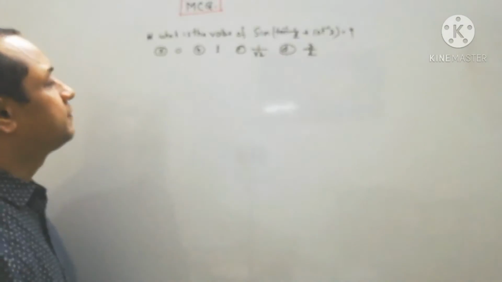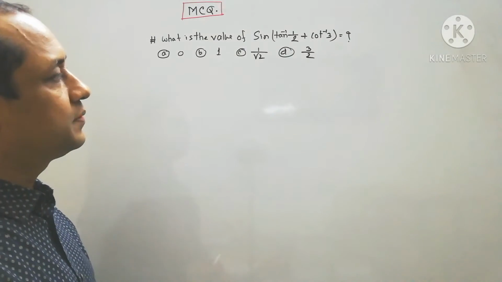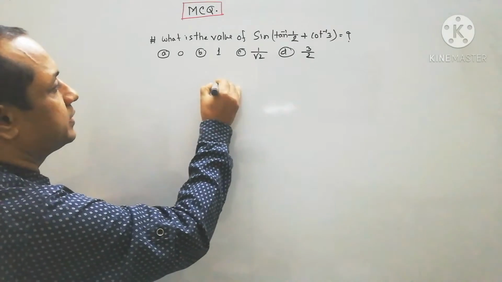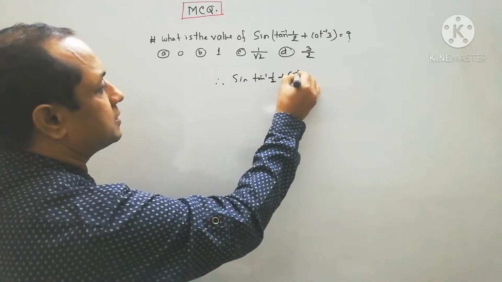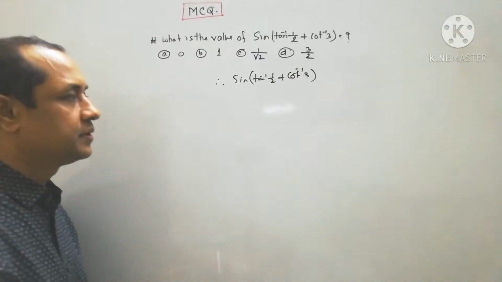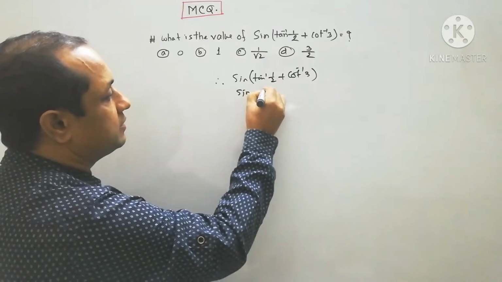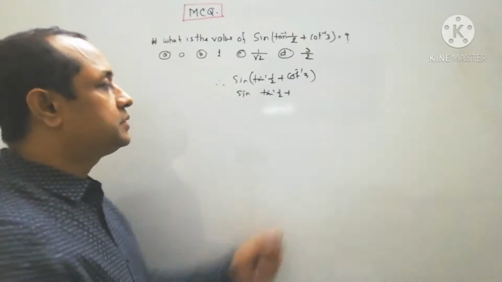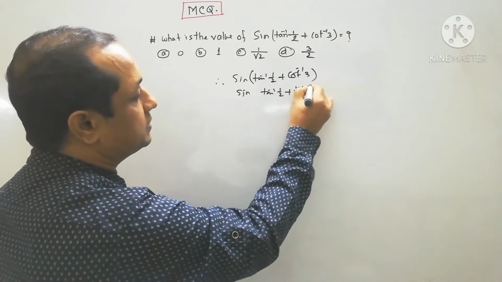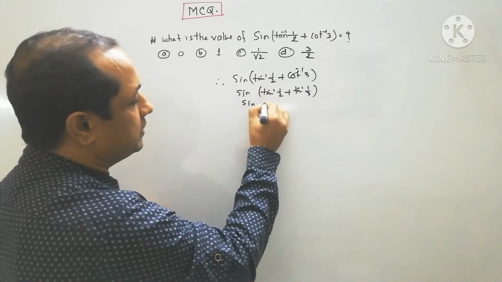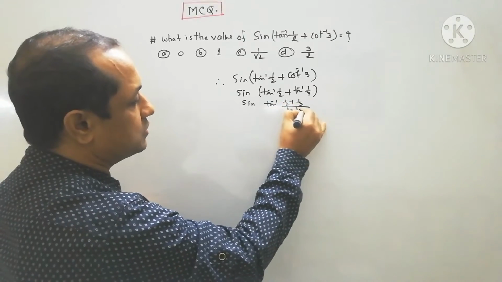Here is the first question: what is the value of sin(tan inverse 1/2 plus cot inverse 3)? So students, look at the board. Shortcut method: here sin(tan inverse 1/2 plus ...), we know that cot inverse 3 means tan inverse 1/3. Now using the formula, tan inverse (x plus y) by (1 minus xy).